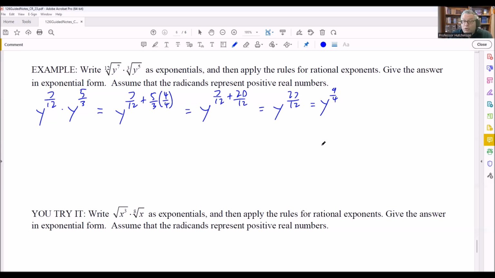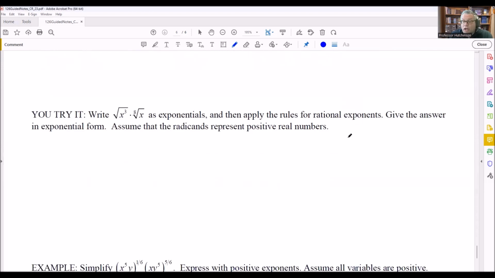Let's do another example here. Let's do one of these you try it problems. So this one here, we've got the same kind of thing. We need to first change these into exponentials. So we're going to do that by taking the inside power divided by the index on the outside.